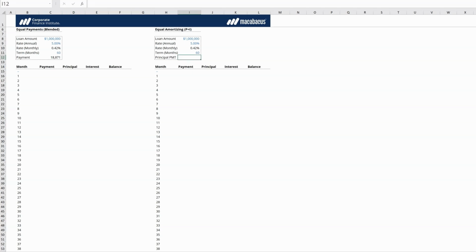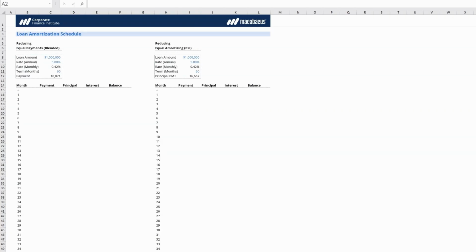In our equal amortizing loan, which is principal plus interest, there's no single payment. The payment is of principal, and then there's a separate payment of interest. So in order to calculate the principal payment, we don't need a PMT function. What we need is to take the full loan amount, and because it's equal amortizing, we're simply going to divide it by the number of months over which it amortizes. And here we have the monthly principal obligation. Over here, we have the monthly blended payment obligation.